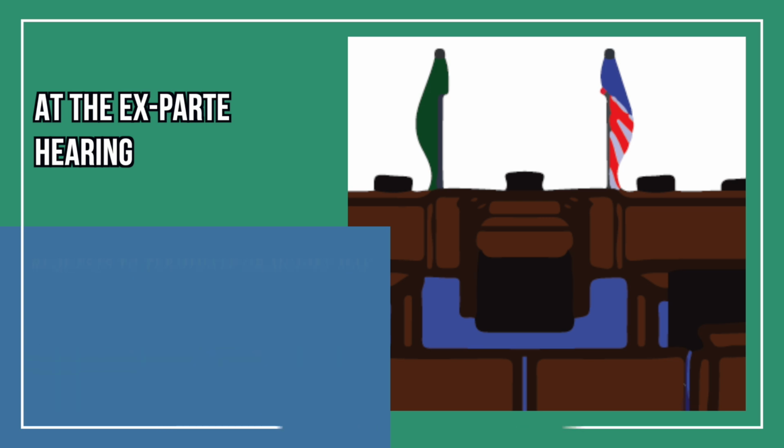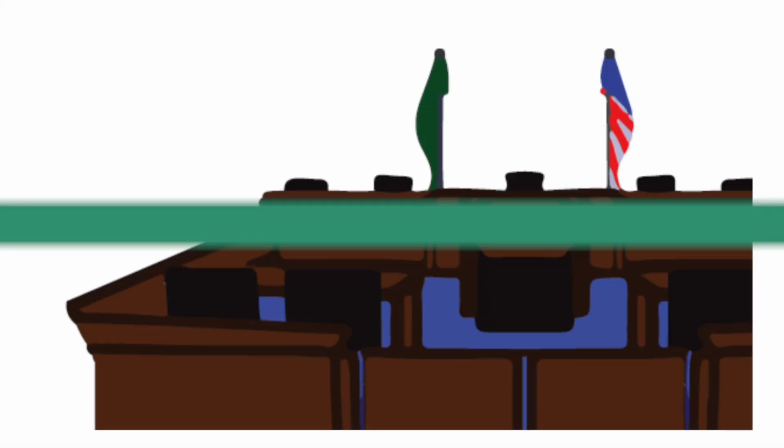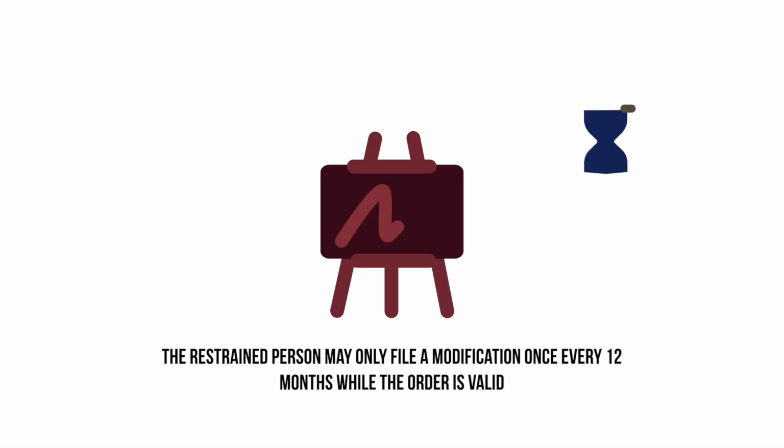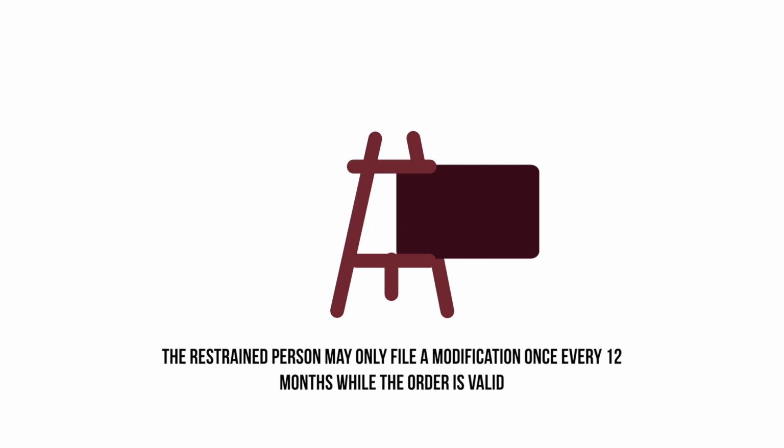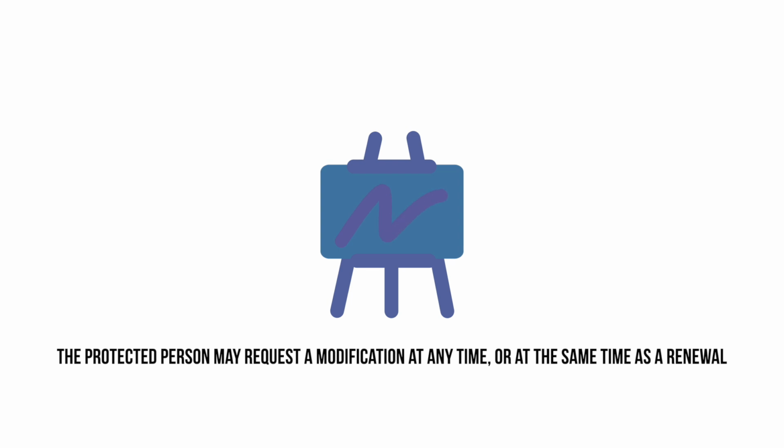Keep in mind that while either party can request a modification or a termination, the restrained person is only entitled to file a modification one time in a 12-month period while the order is in effect. The protected person may request a modification at any time or at the same time as a renewal if they need to change any terms of the protection order.